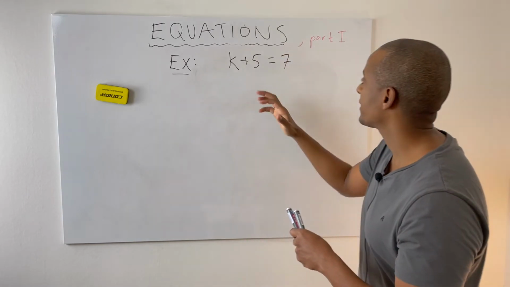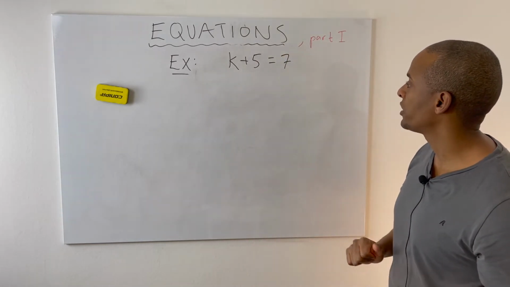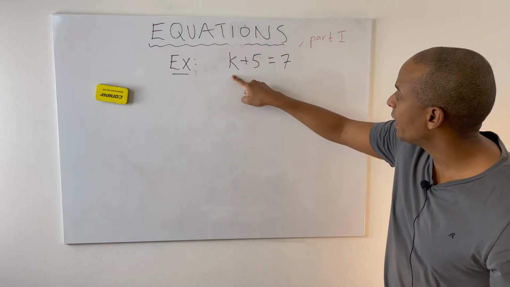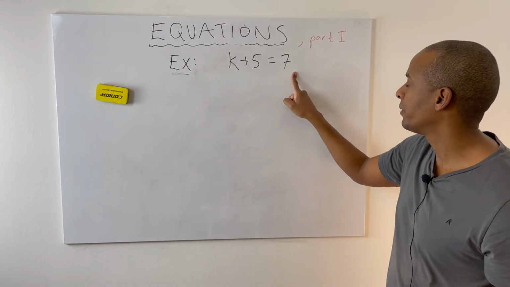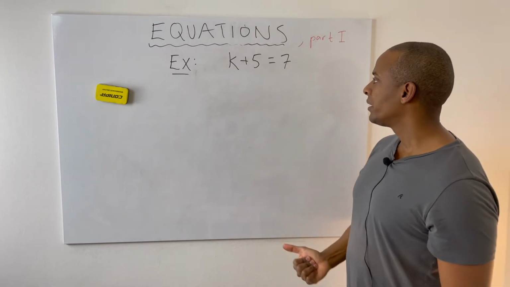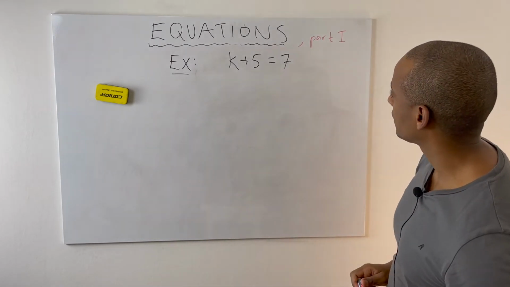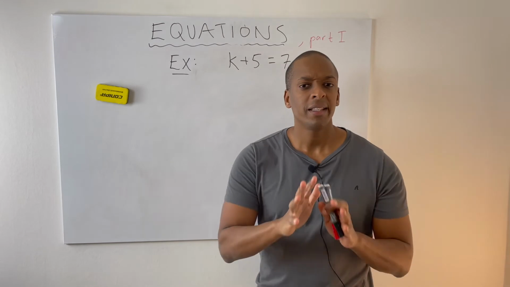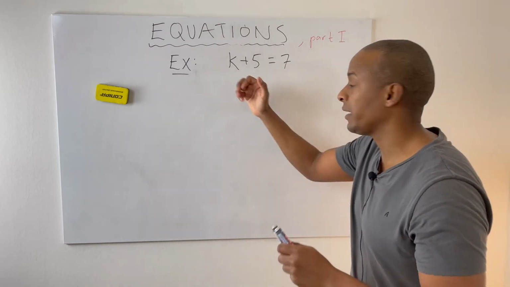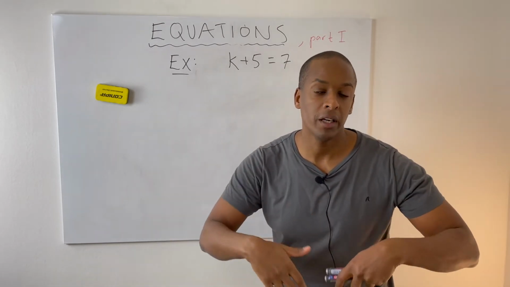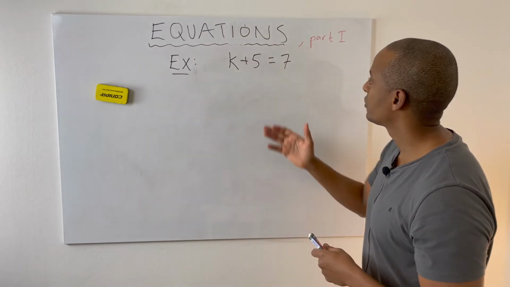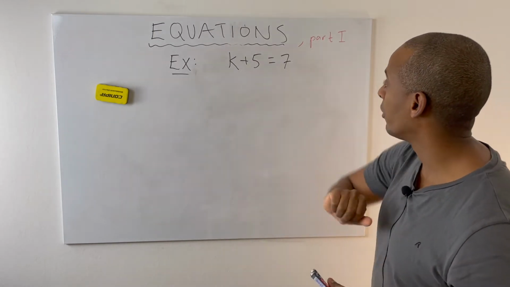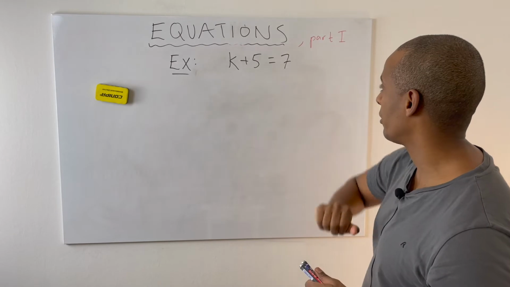Okay, in this next example, we have the following equation. We have k plus 5 is equal to 7. But wait a minute, there's no x here. What's going on? Well, a variable can be any letter. It doesn't have to be just x. It could be a k, it could be a b, it could be m, a w, it doesn't matter. So in this case, we want to solve for k. So k is the variable.